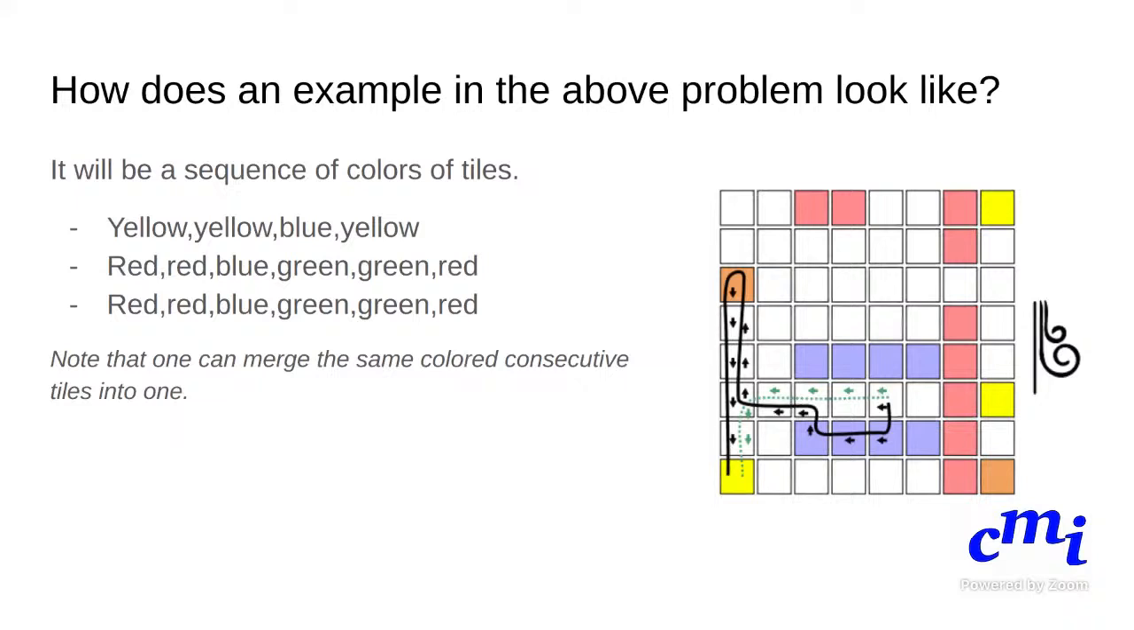So how an example path or a sequence in this problem would look is that it will be a sequence of colors of tiles. Like you can start with yellow, yellow, blue, yellow. The white-tiled paths or walks are not useful for the information that we want to learn, or the automata that we want to learn. So here we only consider the yellow tile or the color tiles that we encounter.